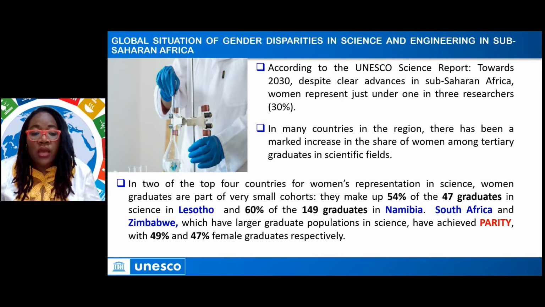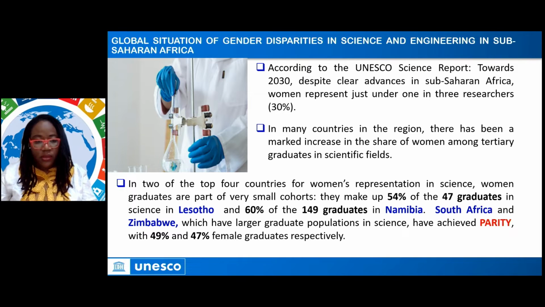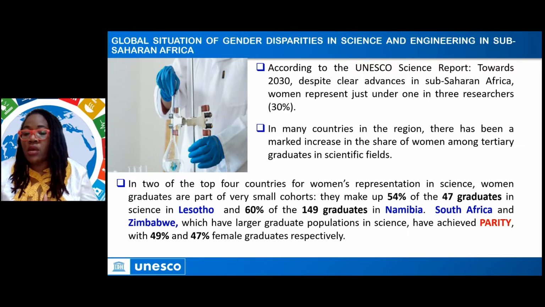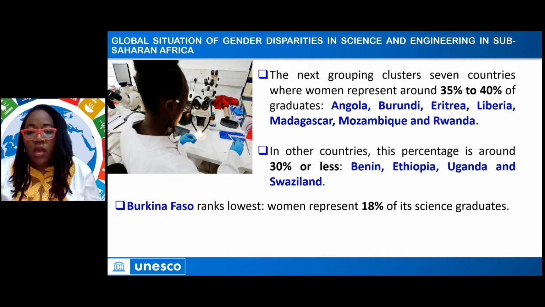For example, 54% of 47 diploma holders in science in Lesotho. In Namibia, 60% of 149. In South Africa and Zimbabwe, there are more students who have achieved parity. There's respectively 49% and 47% among degree holders. In Angola, Burundi, Eritrea, Liberia, Madagascar, Mozambique, and Rwanda, we see that women in science are from 35 to 40%, whereas in other countries like Benin, Ethiopia, Uganda, and Swaziland, there's 30% or lower in science.